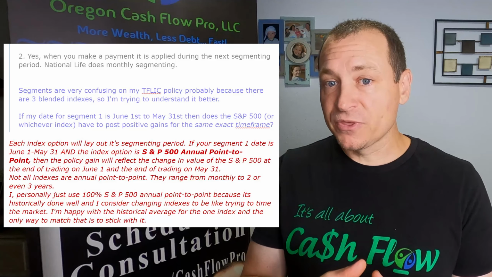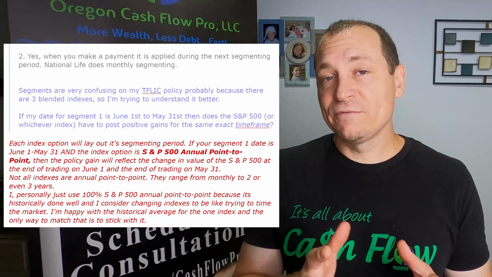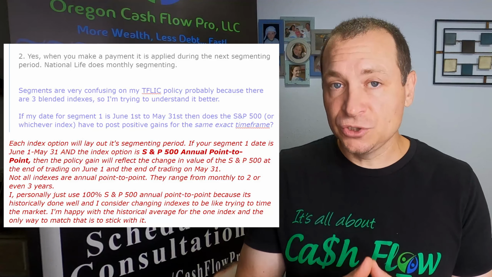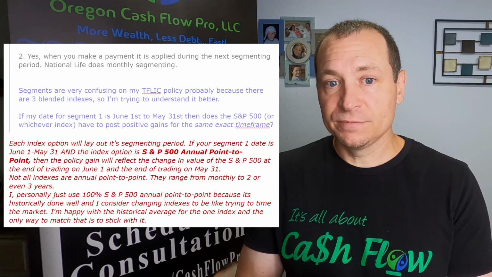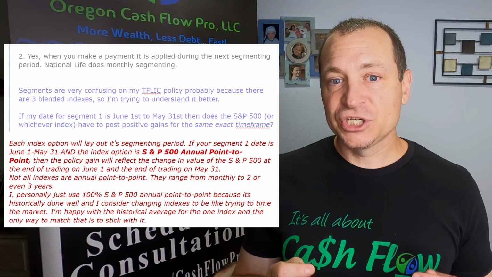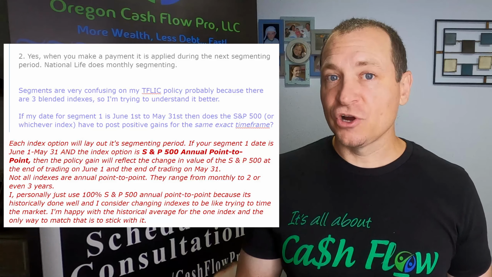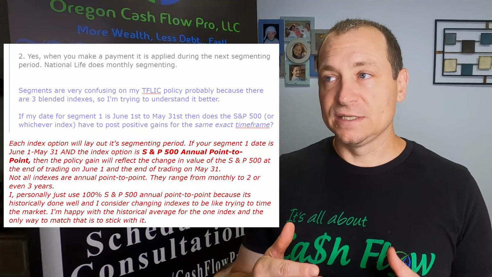So that's why I had to specify that that's only if that indexing option is the annual point-to-point. So whatever index option you choose, you have to look at what its segmenting periods are. I personally just use the S&P 500 annual point-to-point because it's historically done well, and I consider changing indexes to be like trying to time the market, meaning it's very, very difficult to time it well.